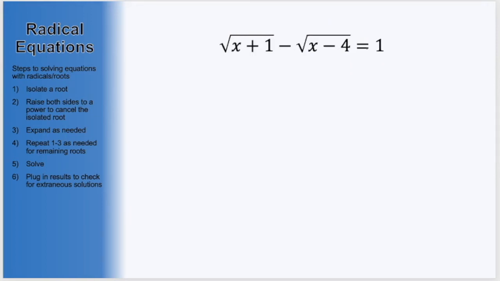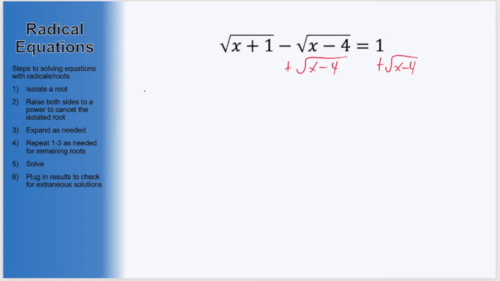For one more example, consider this equation that now has 2 different square roots in it. We are unable to combine these square roots as they are, so let's go through our process again where we just isolate one at a time. I'm going to leave the square root of x plus 1 on the left side and get rid of the square root of x minus 4 on the left by adding it to both sides.